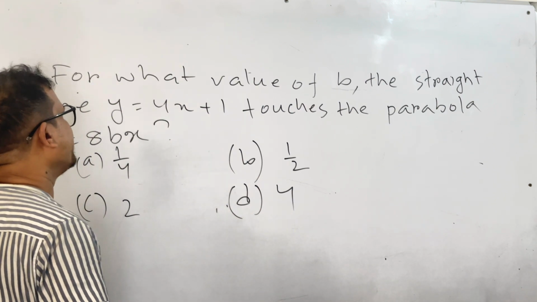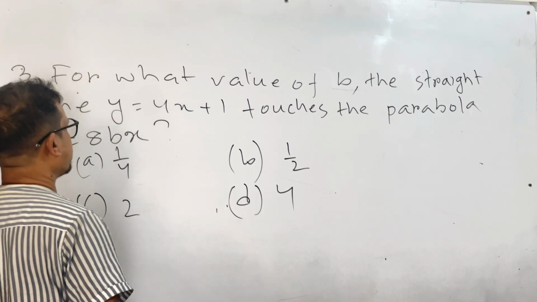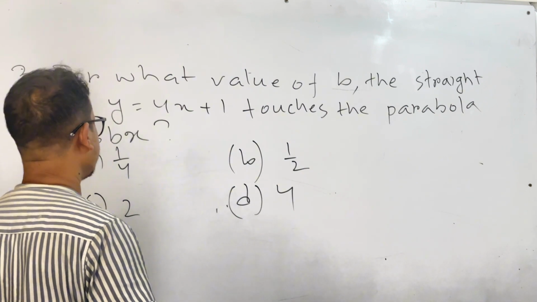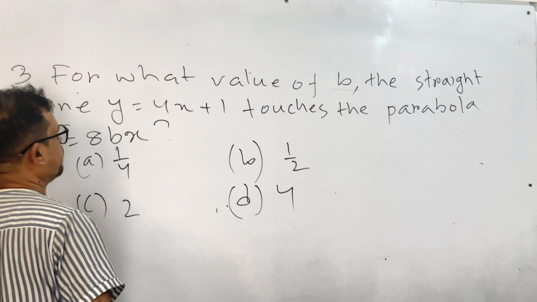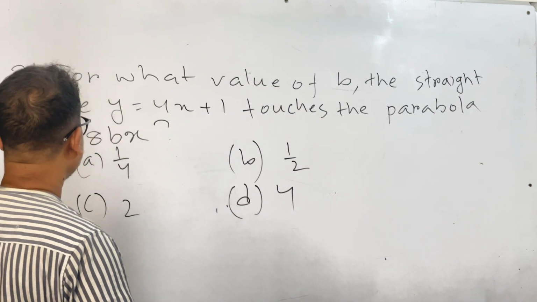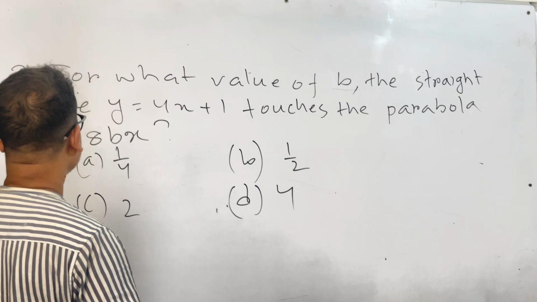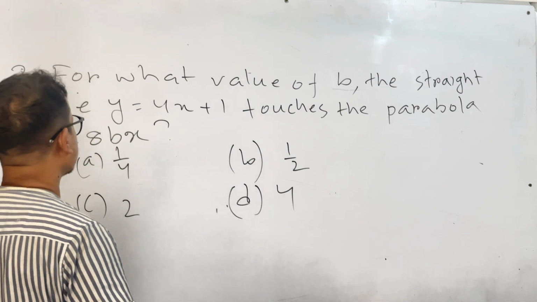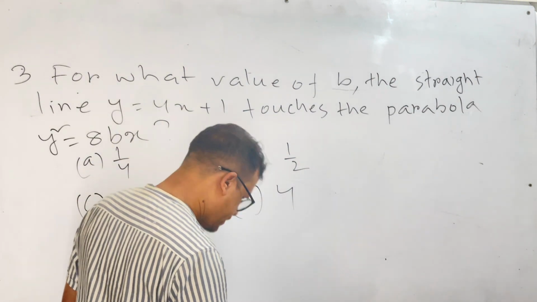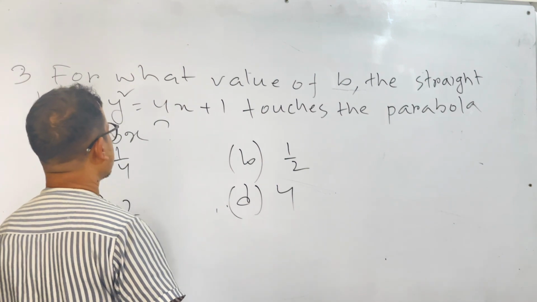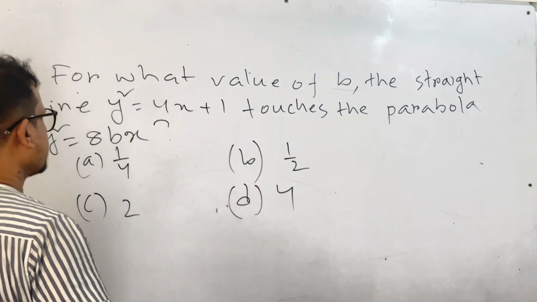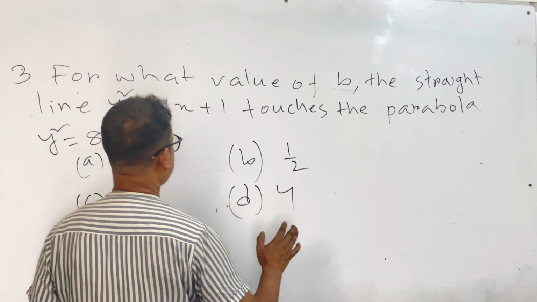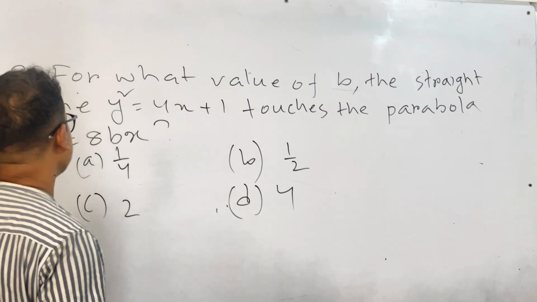For what value of b? We have to find out the value of b, where the given straight line y equal to 4x plus 1 touches the parabola y square equal to 8bx. Sorry, here it is y square, not y. Which would be the result: b half, or 1 by 4, or 2?